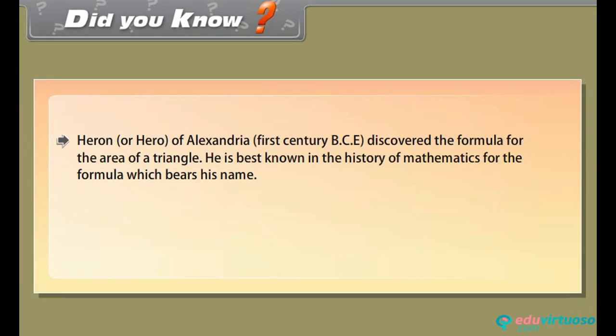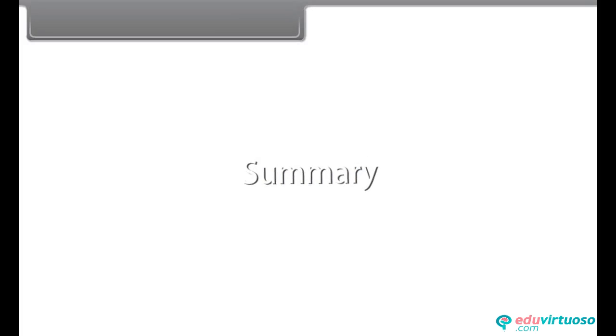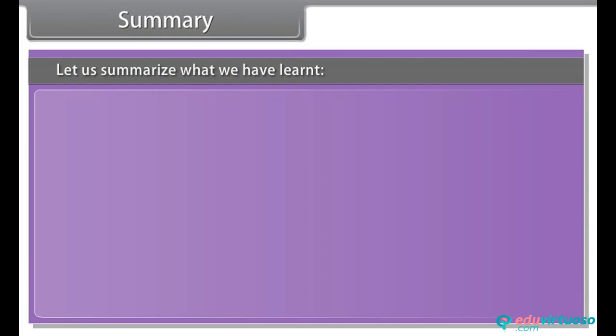Did you know? Heron, or Hero of Alexandria, 1st century BCE, discovered the formula for the area of a triangle. He is best known in the history of mathematics for the formula which bears his name. Summary. Let us summarize what we have learned.